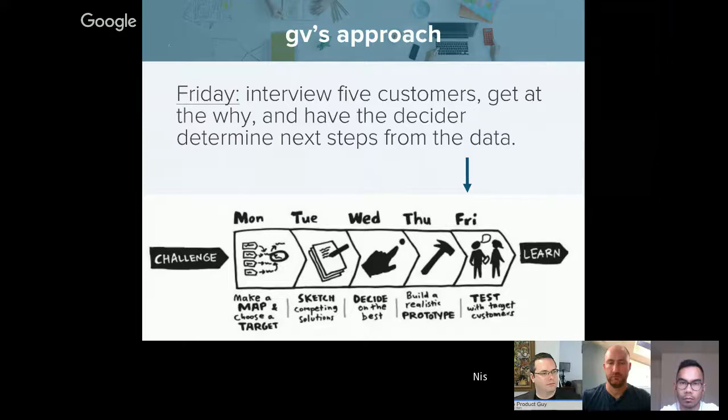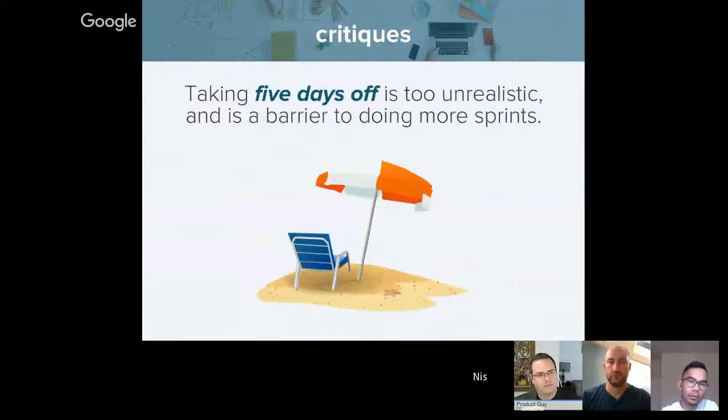and then having the decider pick from there or deciding to do a rumble. Thursday is turning each of those storyboards into actual prototypes and doing a test run. And then Friday is testing it with 5 customers or 5 target customers and assessing what to do next. So just a few critiques.